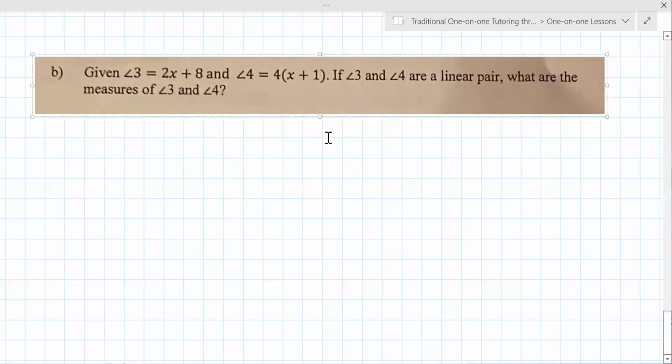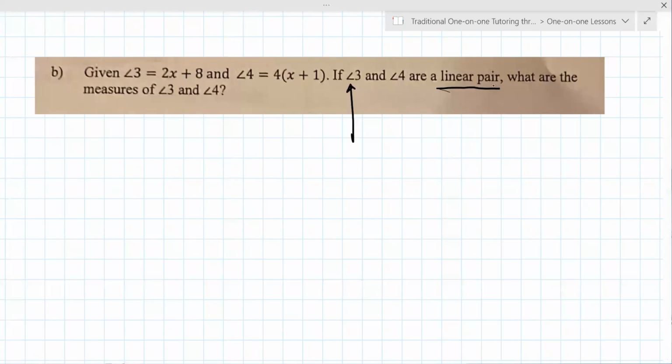All right. Just real quick, what does this symbol in front of the number mean again? That's an angle. Very good. Okay, so I'm going to read this out loud. Given angle 3 equals 2x plus 8 and angle 4 equals 4 times the quantity x plus 1, if angle 3 and angle 4 are a linear pair, that's very important. What are the measures of angles 3 and 4?